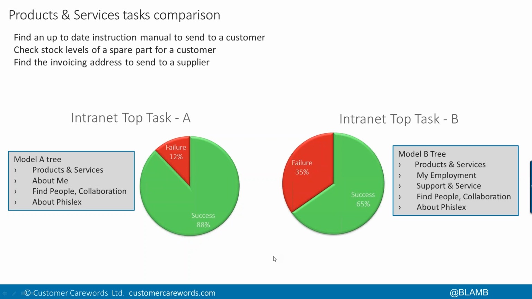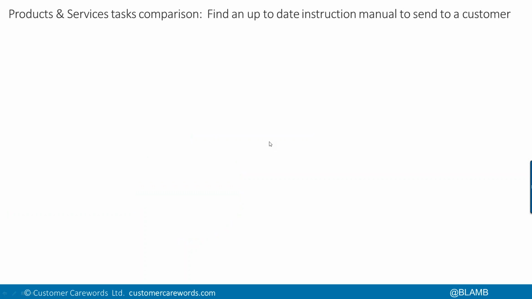Here's what happened in Model B. There's a higher failure rate, significantly higher, higher enough for us to be really curious about what went on there. We can take a deeper dive and look at individual task results. Here is a product and services task, find an up-to-date instruction manual.